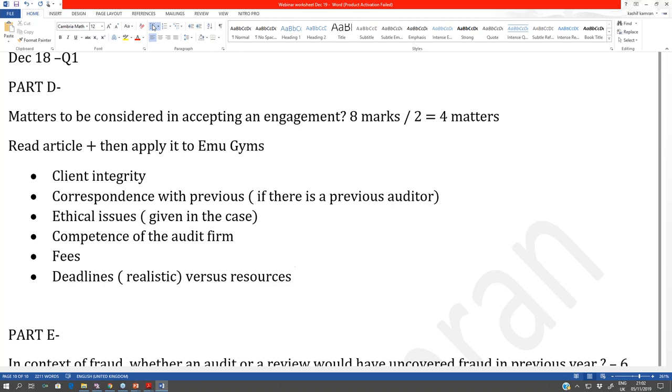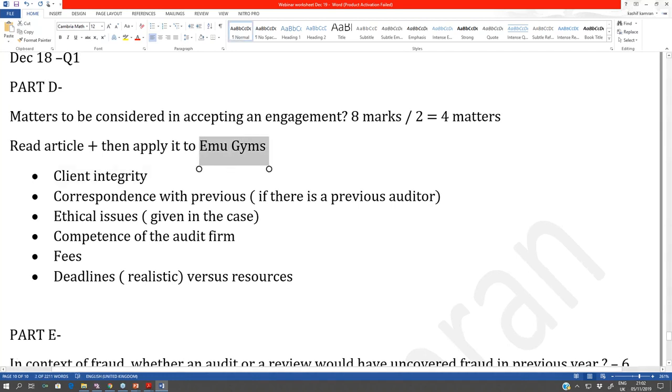So there are a lot of issues, right, which you can come across while reading the article. But this is just a list which can help you plan your answer for Emu Gyms. You can connect these with Emu Gyms. The ones which connect are better. The ones which don't connect are not good points. So you can make a rote learn list from the article, but then you need to apply the list to Emu Gyms and see what's exactly happening with Emu Gyms in the exhibit 4 to plan your answer.